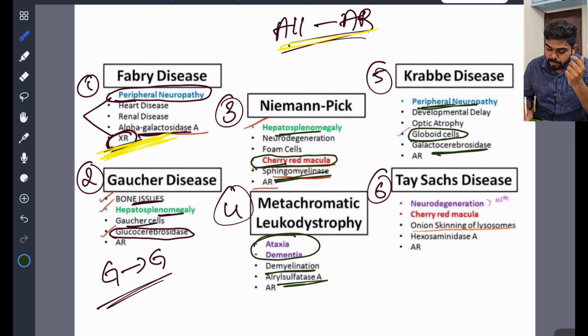Tay-Sachs: hexosaminidase A deficiency, 6 hexa.